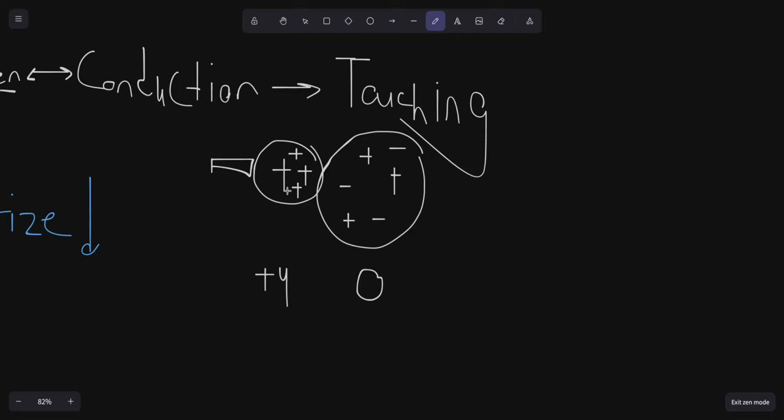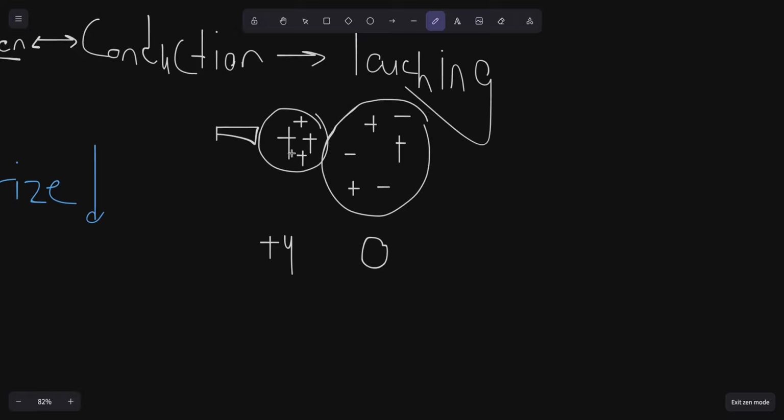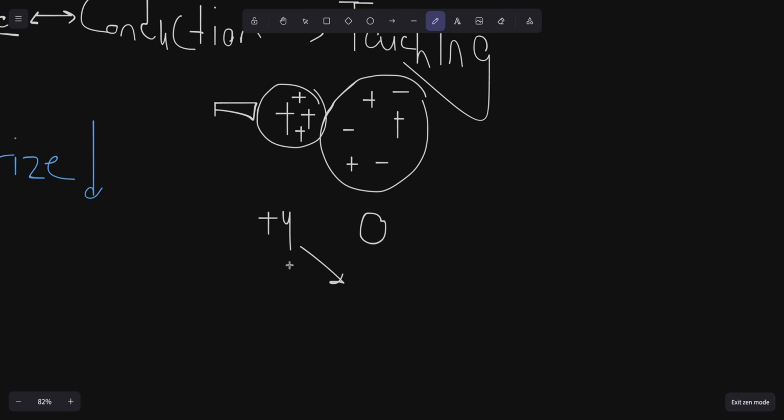So what charges like to do is they like to disperse. They like to mix. Because, well, think about it. If I have 4 positive charges in one area, that's going to be kind of unstable, right? All these charges want to repel each other. They want to spread out so that they're not as repelled to each other as if they're just stuck in this spot. And so what's going to happen is 2 charges are going to go to this sphere, and 2 charges are going to stay here.